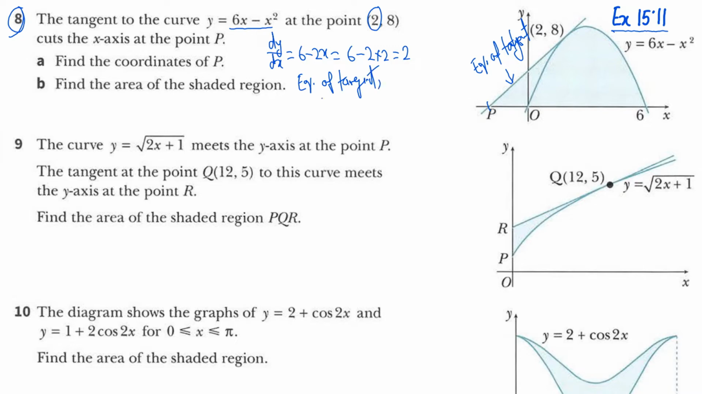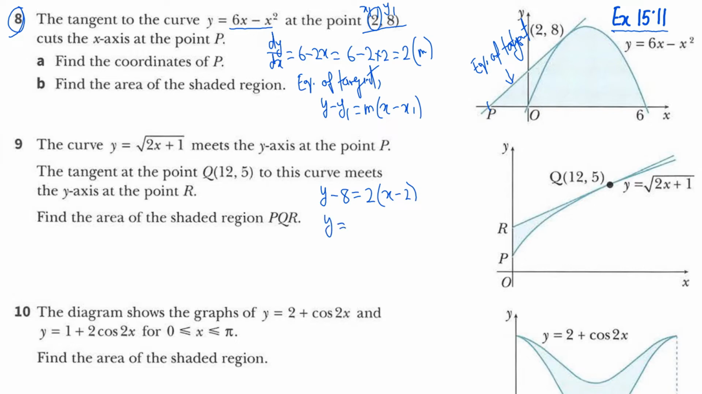The formula we know is y minus y1 equals m times x minus x1. The value of m we got from here, and that is the coordinate x1 and y1. x1 is the first value and y1 the second, and x and y are the variables of the equation. So y minus 8 equals the gradient 2 times x minus 2. This is the equation of the tangent.